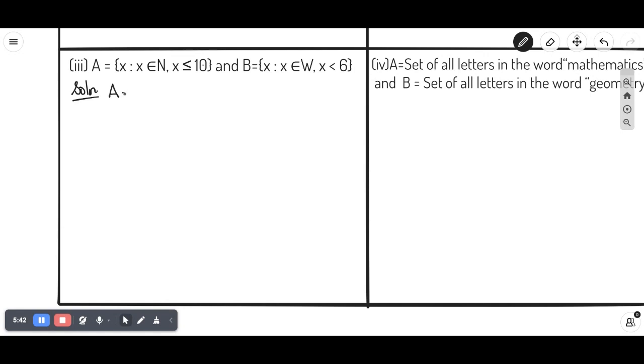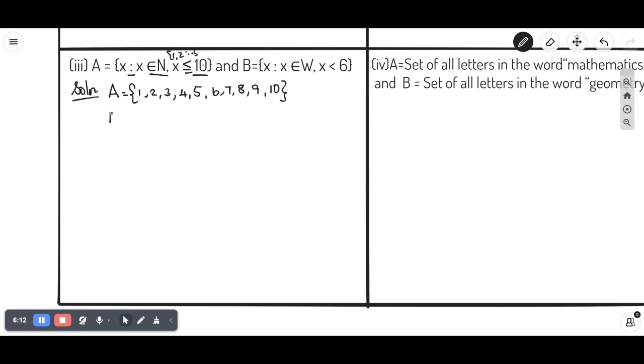Set A, they have given in descriptive form. Let's write it: x such that x belongs to N. N is nothing but natural numbers, which start with 1, and then x is less than or equal to 10. So we have to list out all the natural numbers till 10. Let me start listing it: 1, 2, 3, 4, 5, 6, 7, 8, 9, 10. And do we need to include 10? Yes, we should include 10 because we have got this equal to symbol also.